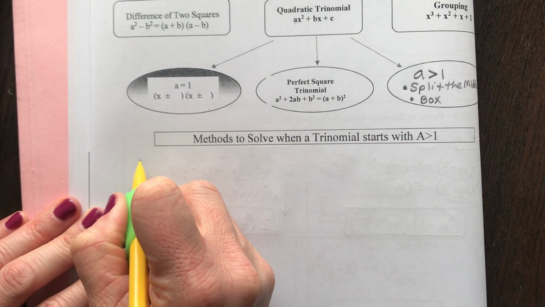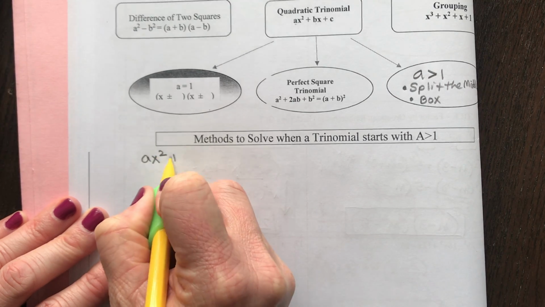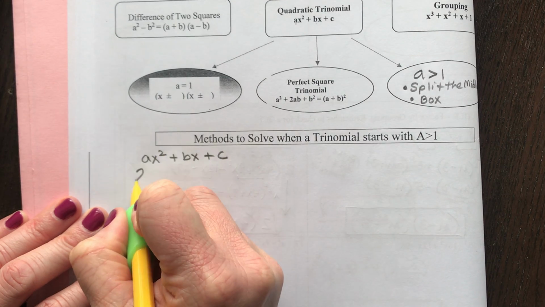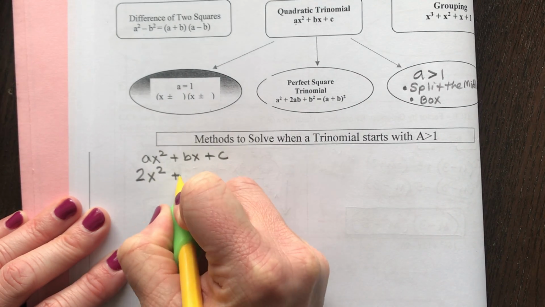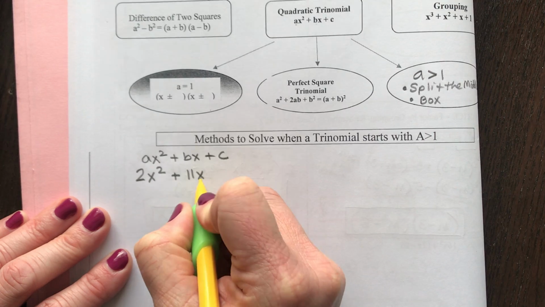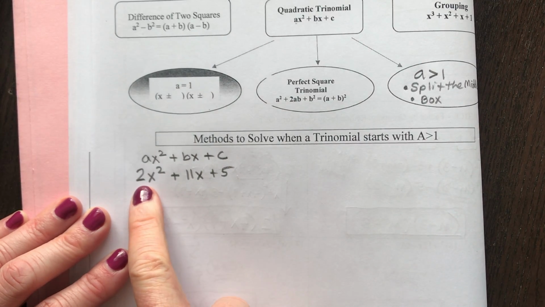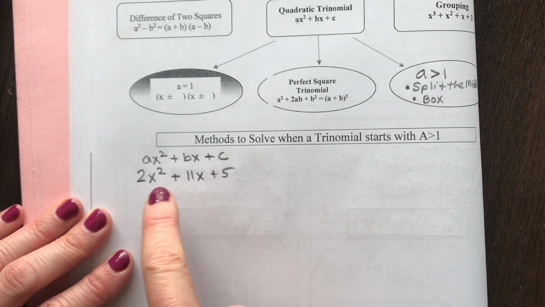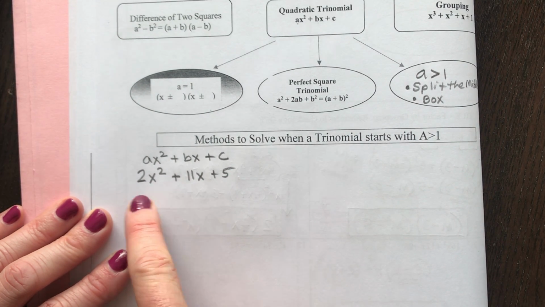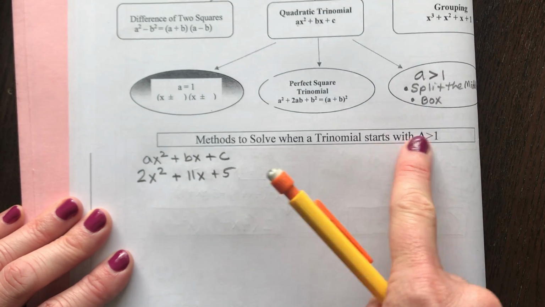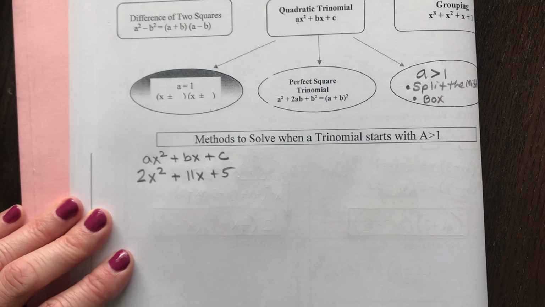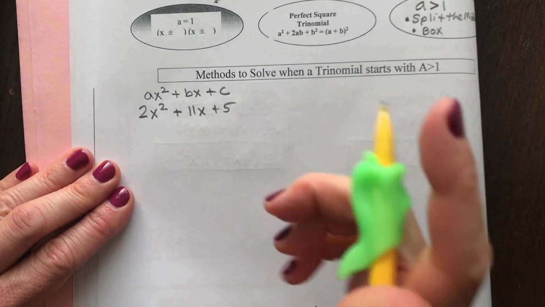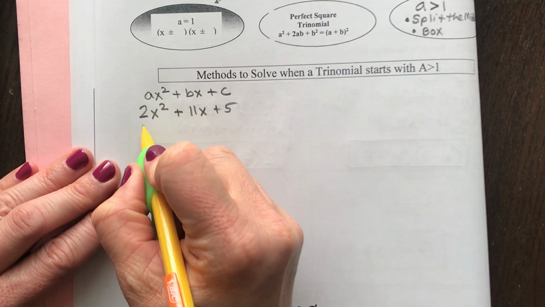So let's say our polynomial, ax squared plus bx plus c, is this polynomial: 2x squared plus 11x plus 5. Because in this polynomial all of our terms are not divisible by 2, that makes factoring this polynomial a little bit harder. And so when your a is bigger than 1 and you cannot factor that out as a GCF, then what do you do? Well, I want to show you kind of old school. This is how I learned how to factor. I guess you call it the guess and check method.